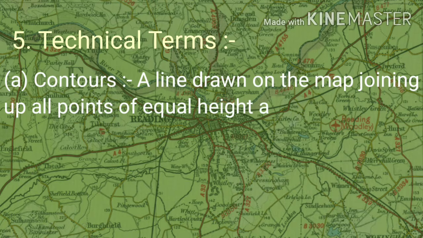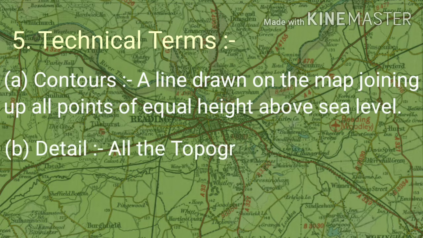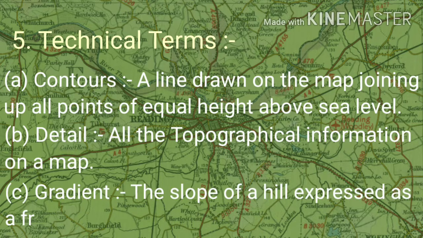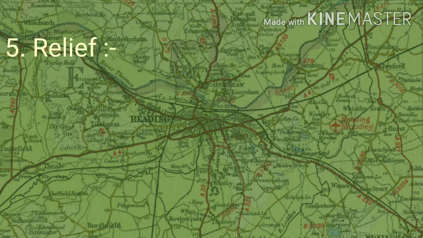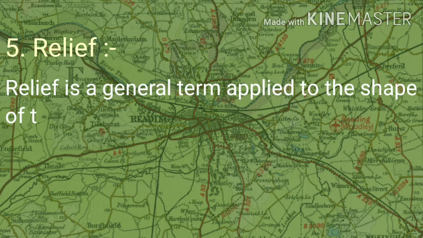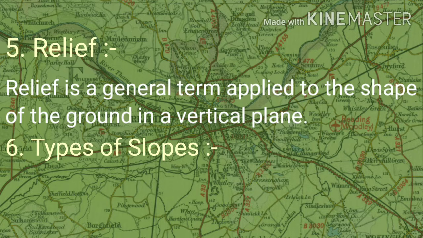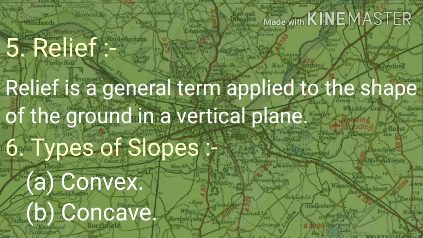ഫസ്റ്റ് വൺ, കോണ്ടൂർസ്. A line drawn on the map joining up all points of equal height above sea level. ദെൻ ഡീറ്റെയിൽ all the topographical information on a map. Then gradient, the slope of a hill expressed as a fraction. Then relief. Relief is a general term applied to the shape of the ground in a vertical plane. Then types of slopes. There are two types of slopes. First one, convex, other one, concave.